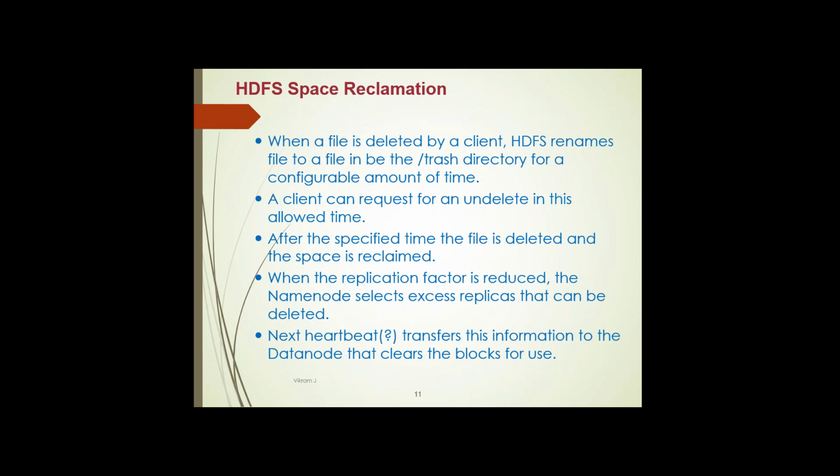When the replication factor is reduced, this is one more scenario. By default we have 3 as the replication factor, and we can configure it as 2. I have configured it as 2, but in HDFS all the files have 3 copies. The name node will check and see we have 1 excess copy for every file. It will delete that and reclaim that space back.